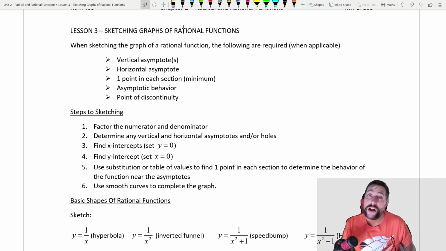Today we're going to be wrapping up our unit on rational functions by doing lesson number 3, sketching graphs of rational functions. Okay, so let's get started. When sketching the graph of a rational function, the following are required when applicable.